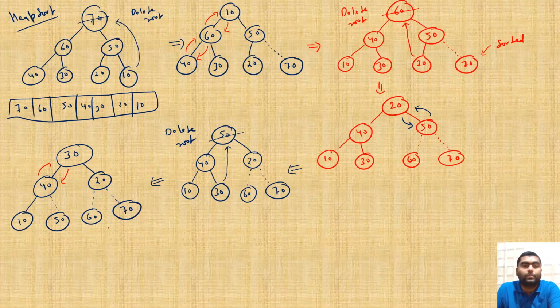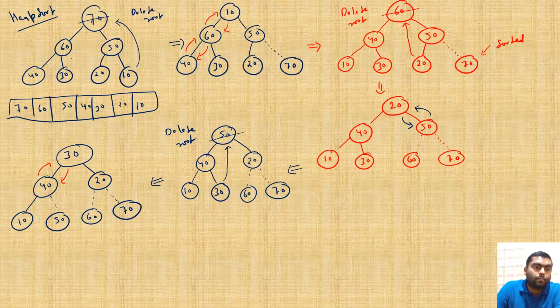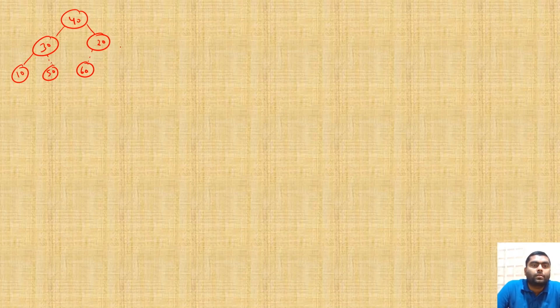Okay, so let us change it to the next page. So 40 and 30, and then 20, 10, and these are all sorted values: 50, 60 and 70. Okay, now next delete root.